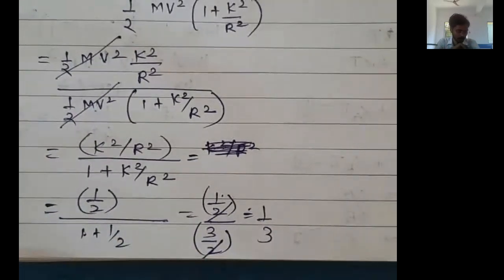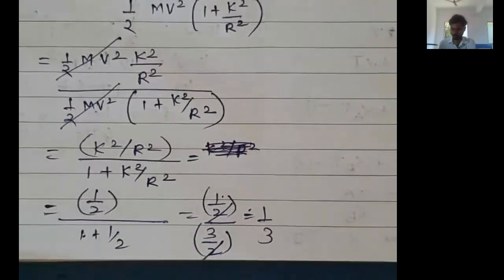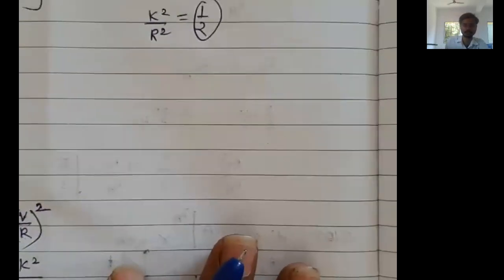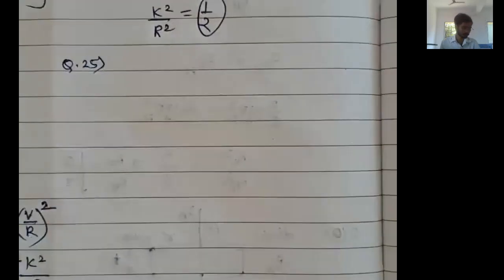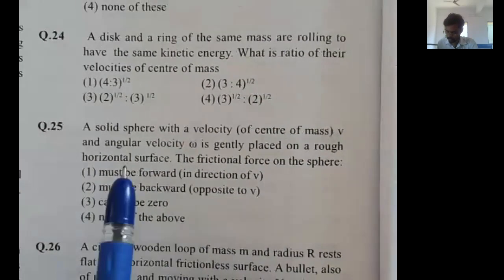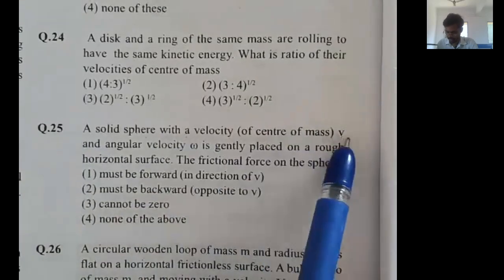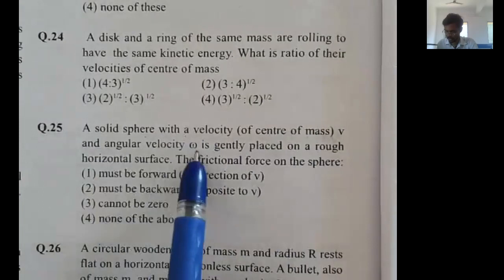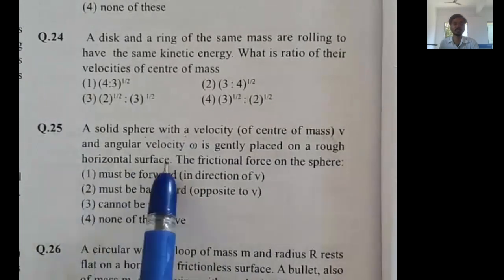Yes, fine. Now sir, we can move on to the next question, that is question number 25. Okay, let's see question number 25, how to solve it. So this is question number 25 in front of you. Let us try to deal with it. Let us read it. A solid sphere with velocity of center of mass v and angular velocity omega is gently placed on a rough horizontal surface.